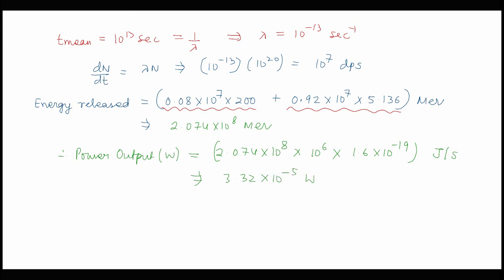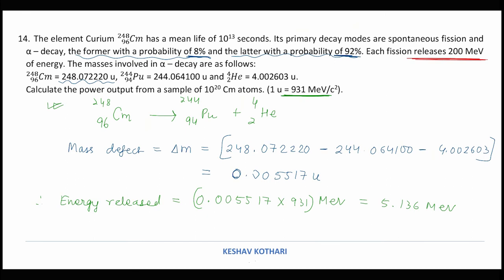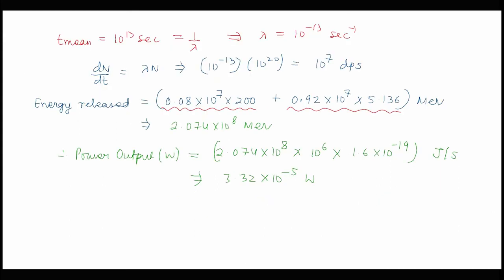So with this we have come to an end of this problem. So it is saying that all these things were involved. There was a probability of 8% of the fission reaction and the probability of 92% of the alpha decay that was involved. So using this we have obtained the power output as equal to 3.32 into 10 to the power minus 5 watt.